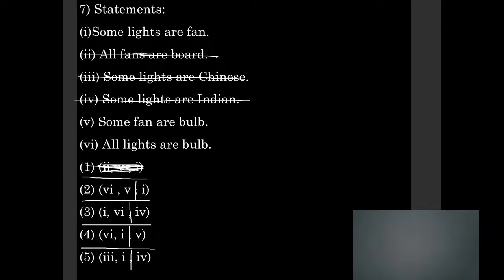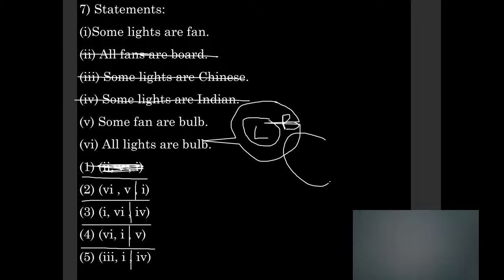In 1, 5, and 6 also, you should draw 6 and 5 in our diagrams. So the sixth one says that all lights are bulb. Okay, all lights are bulb. Next, the fifth one says that some fan are bulb. So some fan are bulb. Okay, the fan circle and the bulb circle are both intersecting.